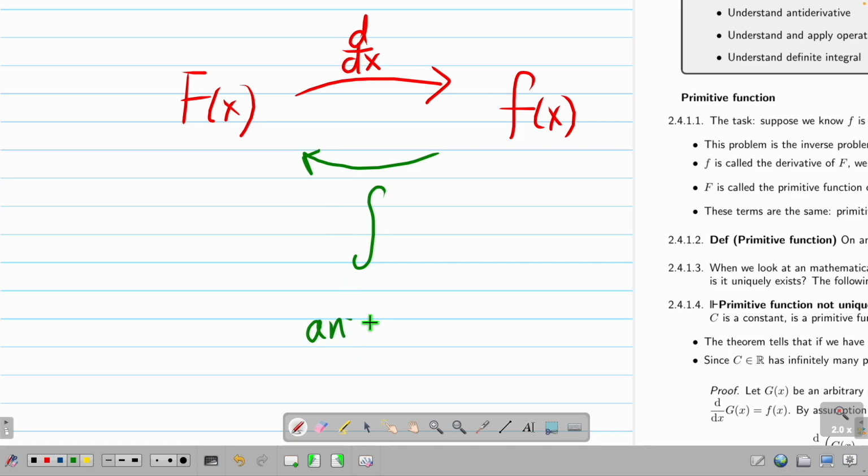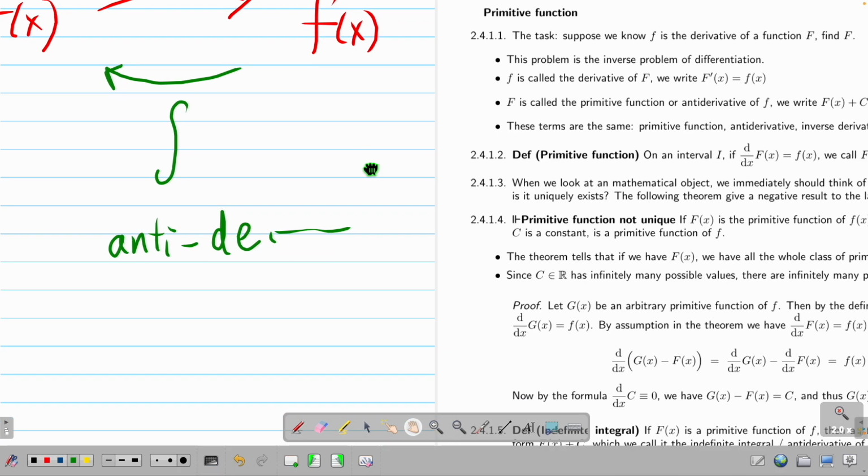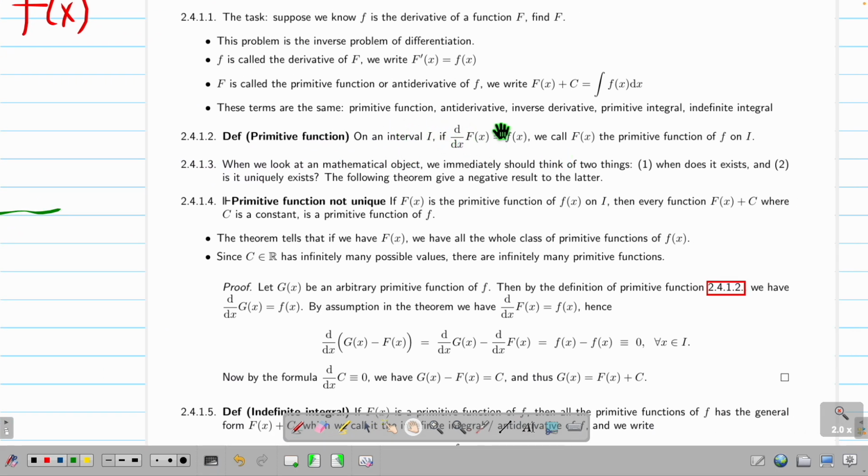So the starting point, we will call this what? Inverse of differentiation. We will call it antiderivative, okay? I don't spell the full thing. For integration, there are multiple names. For example, antiderivative, inverse derivative, primitive function, primitive integral, indefinite integral. They are all the same thing.